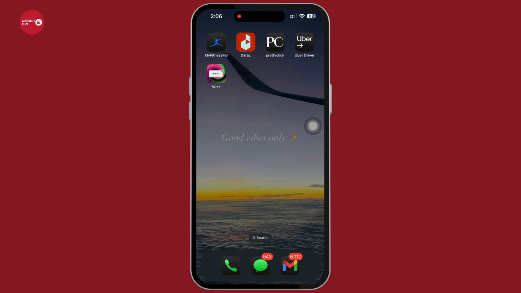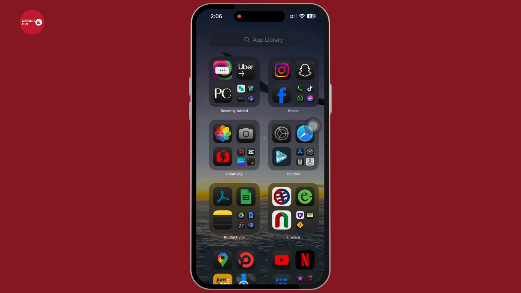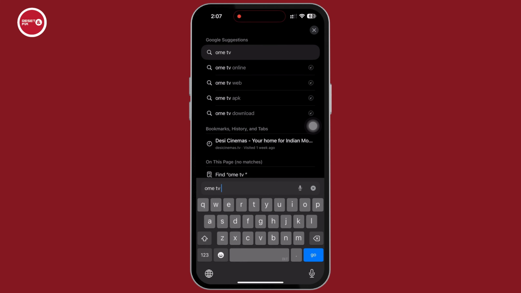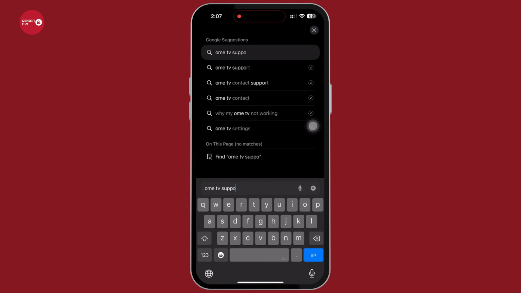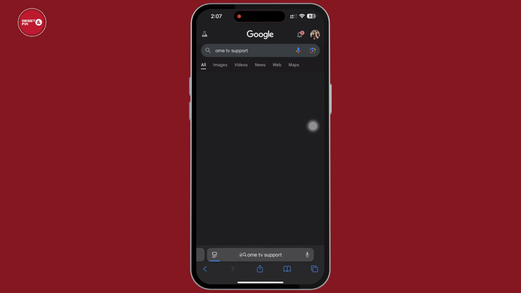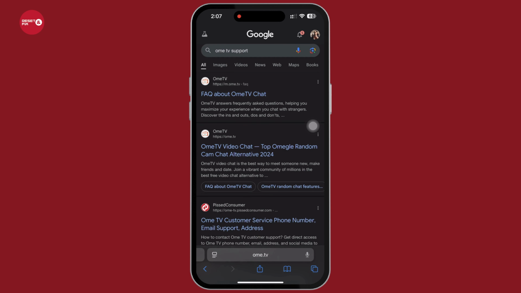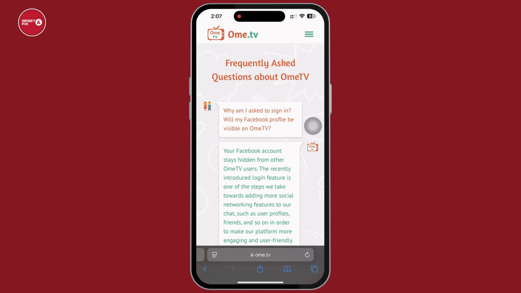Now let's get right into the tutorial. First, understand the reason for the unban. Review any emails or notifications from OmeTV to identify why your account was banned in the first place. Common reasons include violations of community guidelines or terms of service.